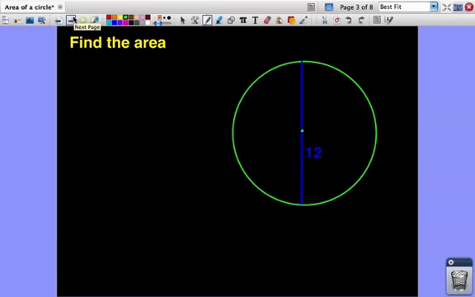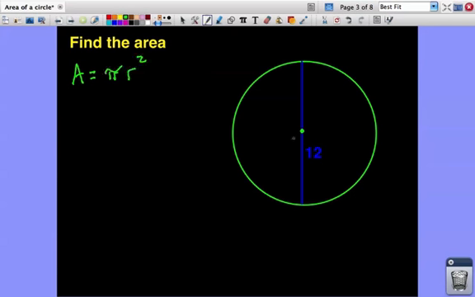Now let's look at another problem. So now I have a circle, and I want to find the area of it. Except now, with this circle, I have a diameter, because it's a line that goes from one end of the circle all the way to the other end, and it goes through the middle of the circle. This is the diameter. It's not the radius. And if we remember our formula, the formula is area equals pi times the radius squared.